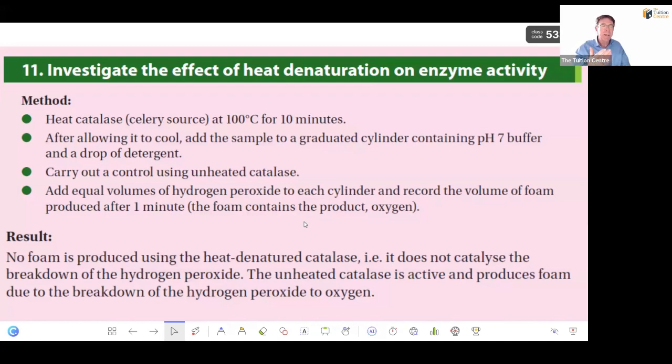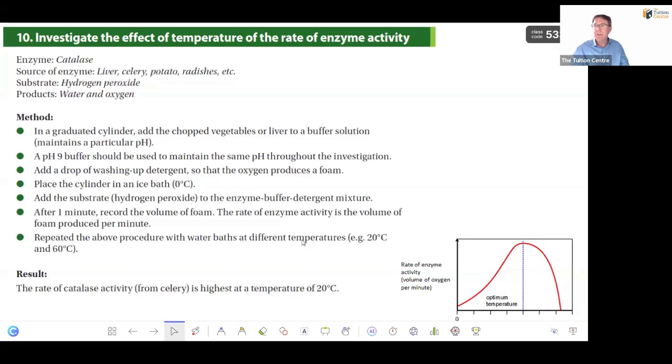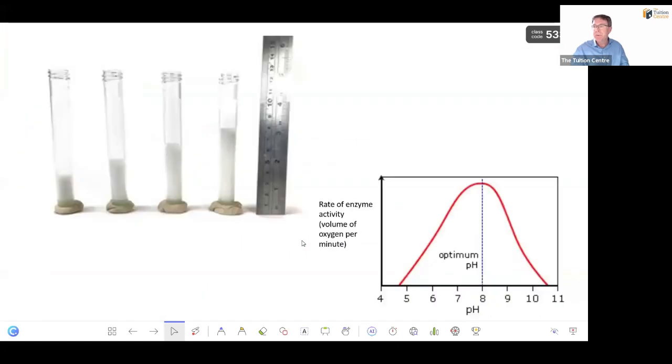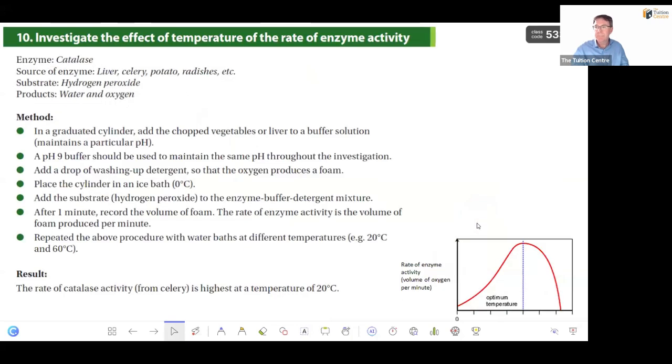What you want to see is, is it destroyed at 100 degrees? It works best at 20. So you cool it down to 20, then you check to see if it works. Of course it doesn't work. Why doesn't it work? Because it's denatured. But the one that you didn't boil, that'll work fine. Keep the pH the same, use pH 7 or 9. When you're doing the pH experiment, by the way, you do find that the optimum pH is about 8 or 9 for catalase. They'll accept like 7, 8, 9. Okay.